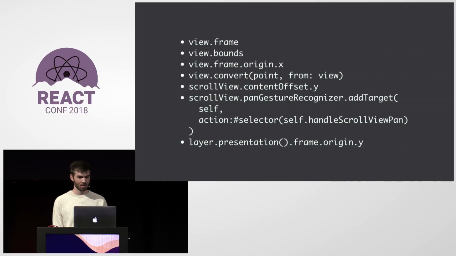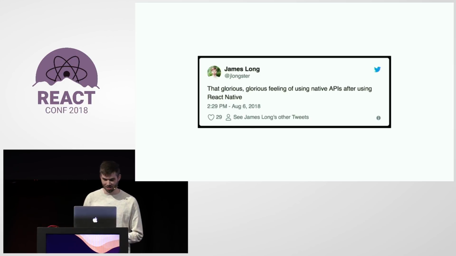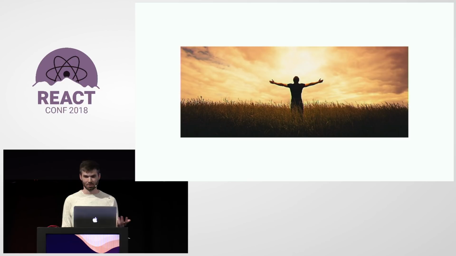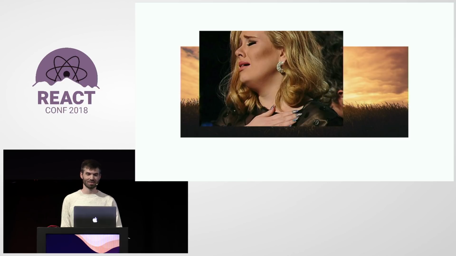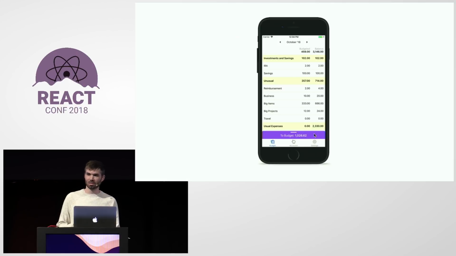So I ran into problems, so I had to drop down into Swift, and I started using all these wonderfully beautiful synchronous APIs. About this time, I tweeted, that glorious, glorious feeling of using native APIs after using React Native. I ran through the whole gamut of emotions. It's like, man, how did I waste so much time? Started questioning my relationship with React Native.